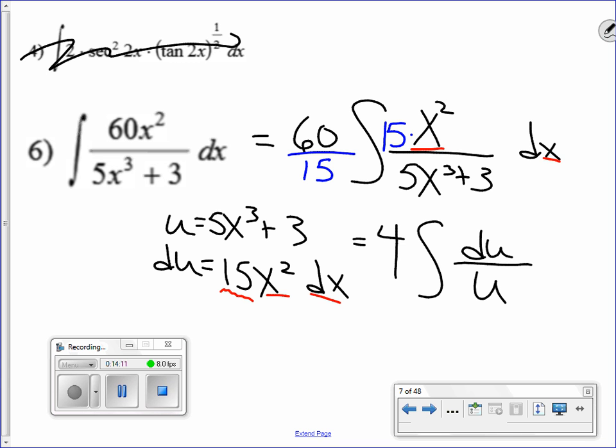Is this power rule or ln? ln. So we actually take the antiderivative. We find it. It's 4 ln of the absolute value of u plus c.